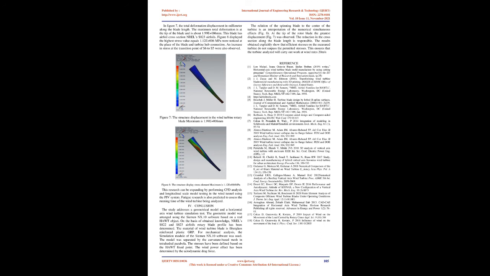Fig. 8. At the tip of the rotor blade the greatest displacement, Fig. 7, was observed. The reduction in the cross-section along the blade length is responsible. The results obtained explicitly show that the effective stresses on the measured turbine do not surpass the permitted stresses. This ensures that the turbine analyzed will carry out work at wind speeds of 20 m/s.